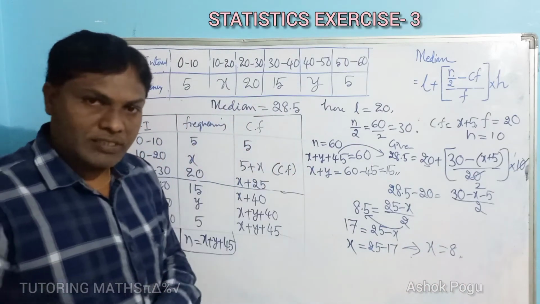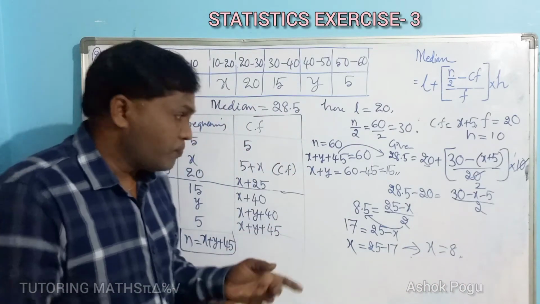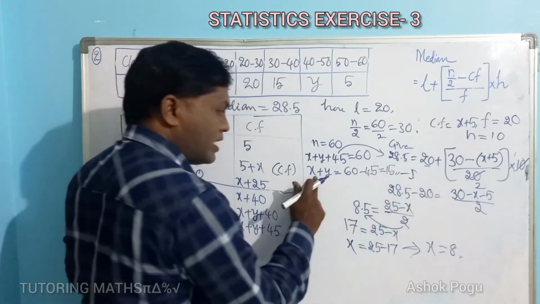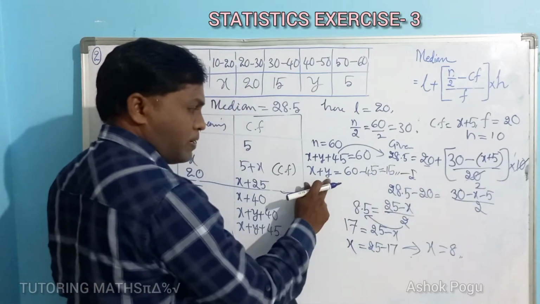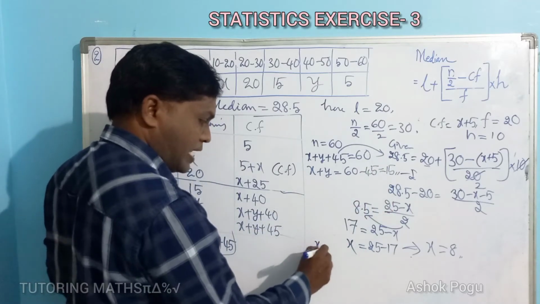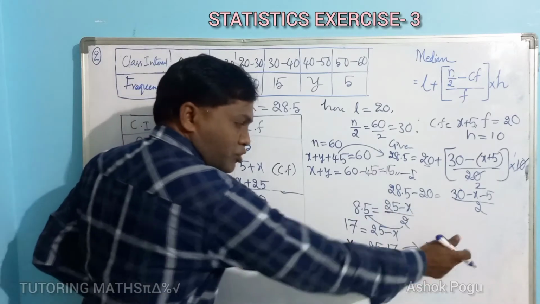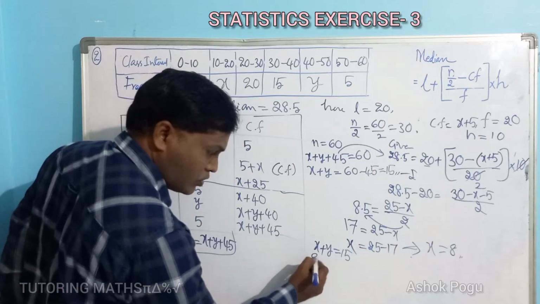X is 8. Then how do we find y? Already we have an equation. What is our first equation? X plus y is 15. Then substitute the x value. Put x equal to 8.